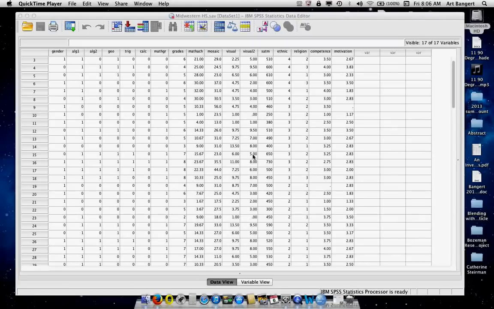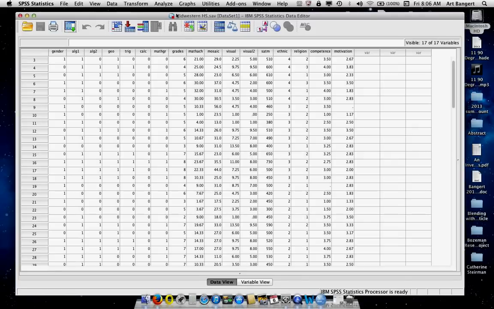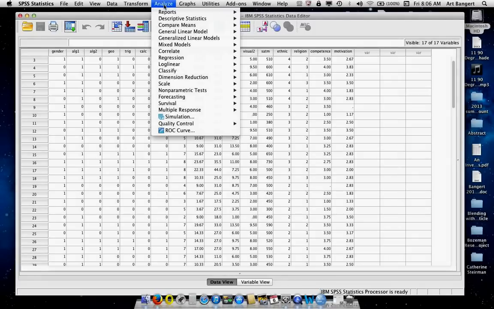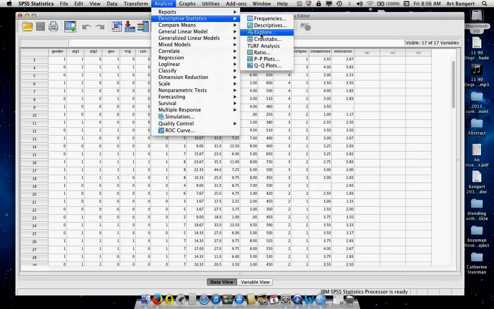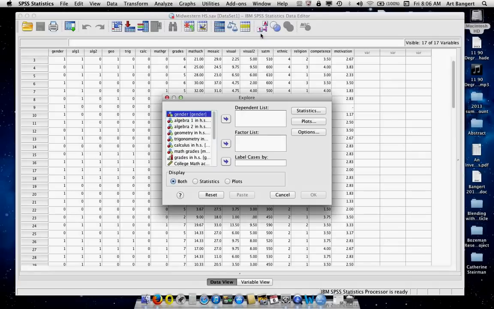Oftentimes it's the case that you would like to look at your data by groups. One of the best ways to do that, rather than do other manipulations in SPSS, is to use the Explore function. So if I go up to the SPSS menu and I go to Analyze and Descriptive Statistics, I then choose Explore.